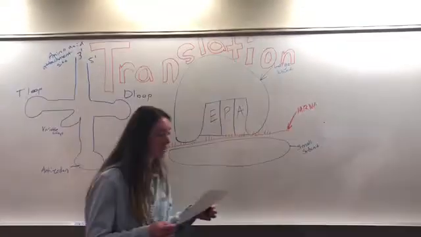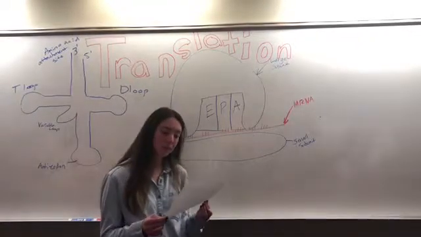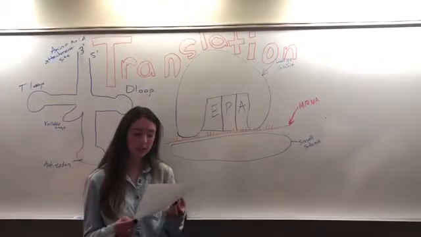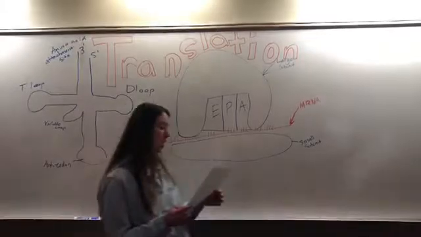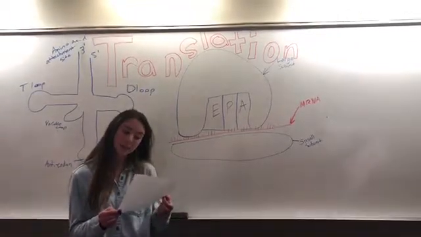The end of translation is the formation of a new polypeptide chain. How this happens is one of the three stop codons signals for termination. In doing this, the synthesis of the polypeptide chain is terminated by a protein called a release factor. And this recognizes the termination codon in an mRNA sequence.